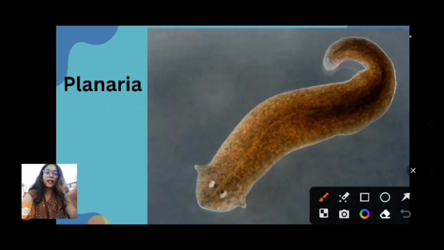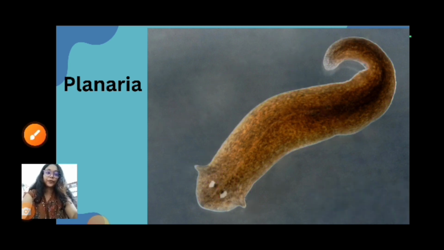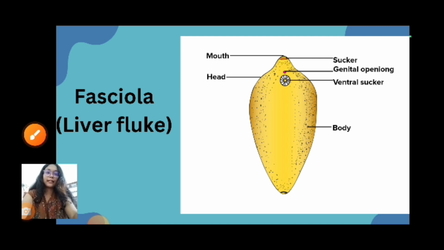Then this is planaria, which has high regenerative capacity. If you cut this portion, again it will regrow. If you cut this portion, again it will regrow. If you have this portion also, from this portion, again it will form the head and the tail. It has high regenerative capacity. Okay. Moving on to the next slide.